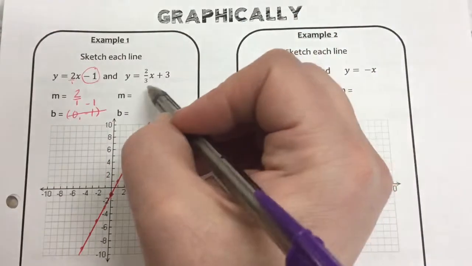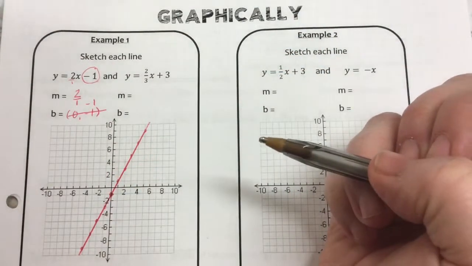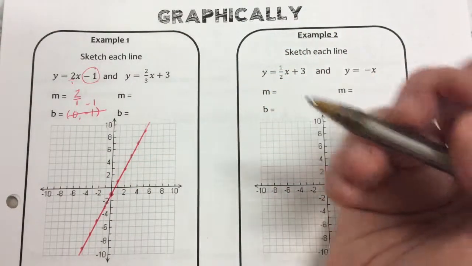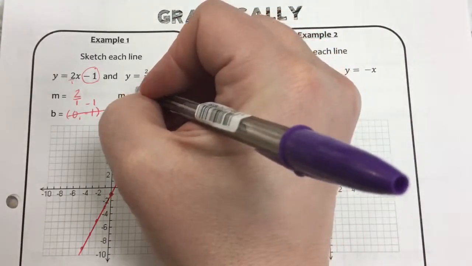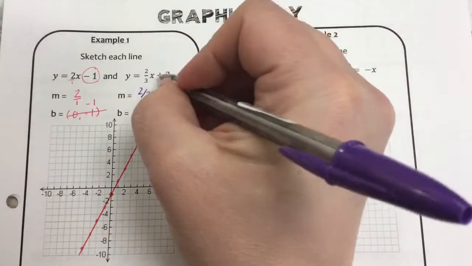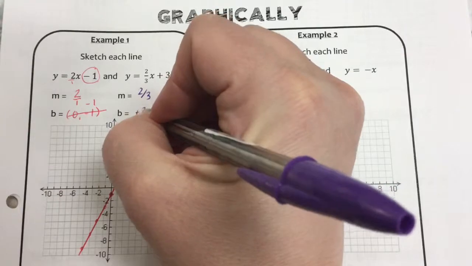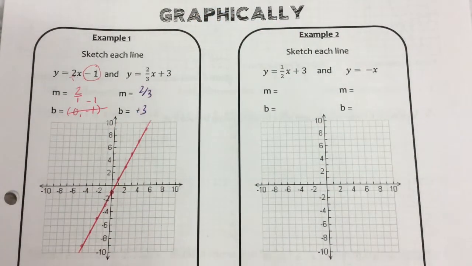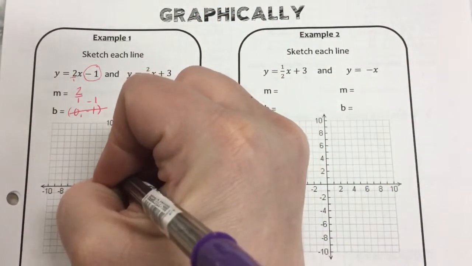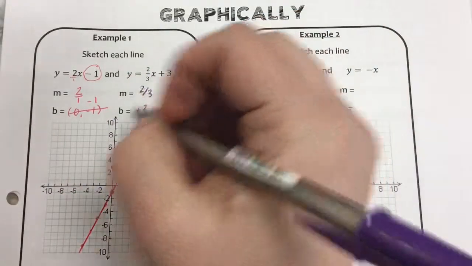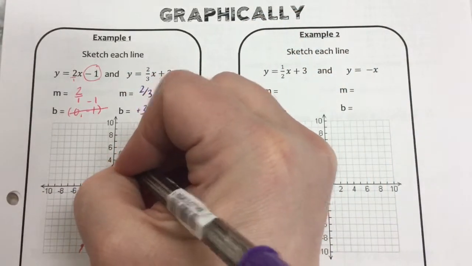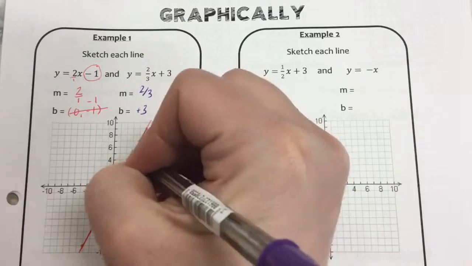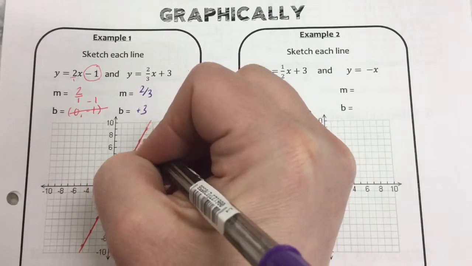So what we're going to do is put the second line on top of that graph as well and see where the two lines meet. So this is my slope, which is 2 over 3. And this is my b, which is positive 3. So I'm going to start on b. So I start at 3. And my slope is 2 over 3. So I'm going to go 1, 2, 1, 2, 3. And look at that, I already found my point of intersection.